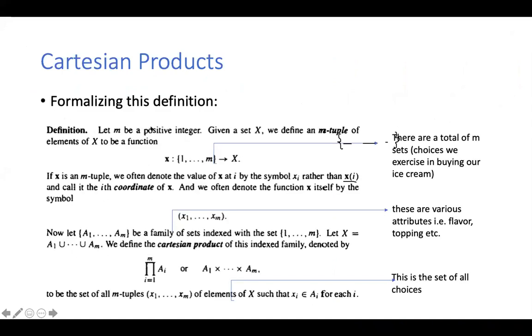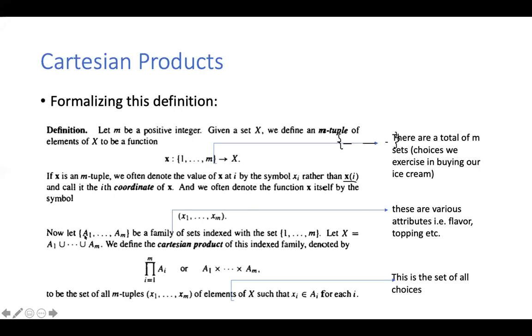So let M be a positive integer. Given a set X, we define an M-tuple of elements of X to be a function. This is just saying that there are different types of choices we can exercise in buying our ice cream, which is, say, the flavor, the size, the calorie count or whatever. And if X is an M-tuple, we often denote the value of X at i by the symbol X_i, and i is, in this case, the indexing set, which is the ith coordinate of X. And we often denote the function X as the symbol X_1, X_2, ..., X_M.